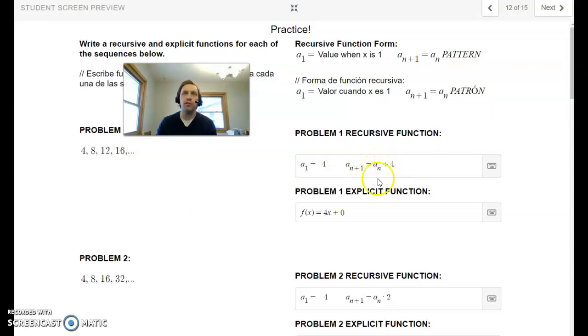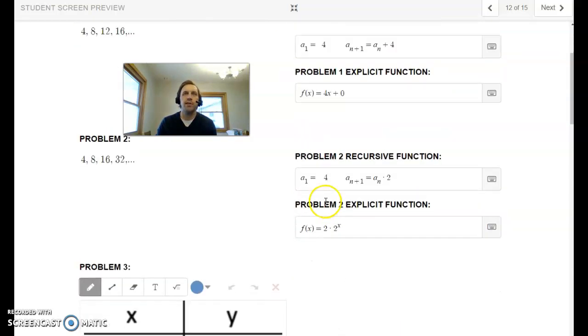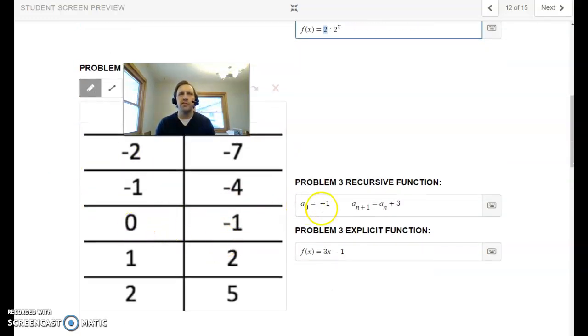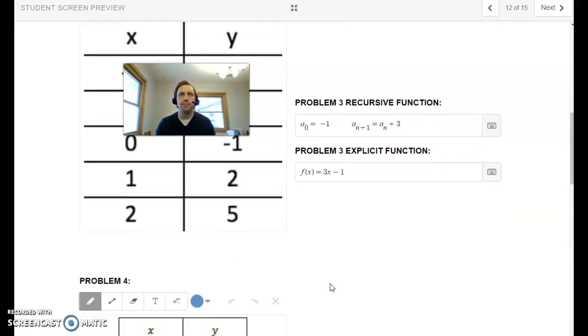All right, so problem 1, I got a of 1 is 4, and then a of n plus 1 is a of n plus 4. That becomes 4x plus 0. You don't have to have the 0, but you can. Look at this next one, 4, and then it's a of n times 2, right? It's being multiplied by 2. So then we have to go backwards to get our starting point of 2 times 2 to the x. Here, all of our information is given. So 0 gives us -1. Boom. Again, see where that -1 shows up here in our explicit? And then plus 3 means 3x minus 1.